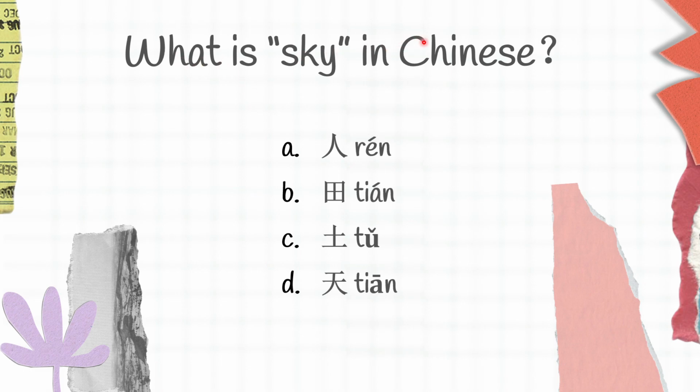What is sky in Chinese? We have A. Ren, B. Tian, C. Tu, D. Tian. So which one of them is the right answer?